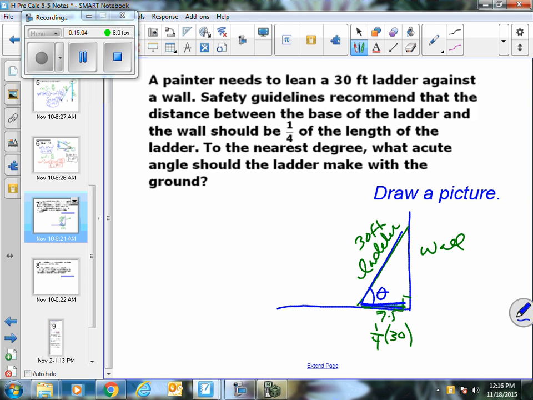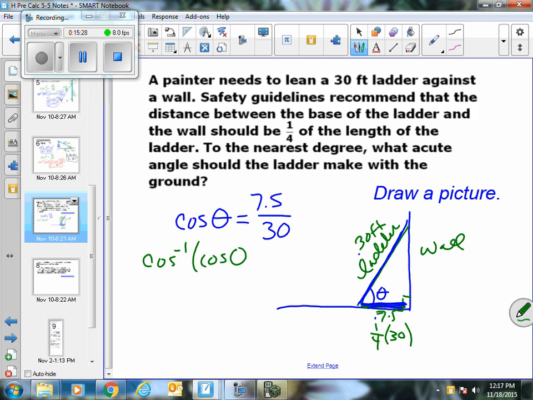We know the adjacent side. We know the hypotenuse, which is the length of the ladder. So adjacent over hypotenuse, that would be cosine. So the cosine of theta is equal to 7.5 over 30, or it's a fourth, right? Because that's what we just figured out over there. And again, I don't want the ratio, I actually want the angle. So I'm going to do inverse cosine on each side.